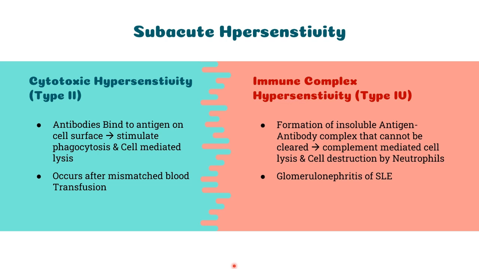So antibodies bind to an antigen on the cell surface. While in type 3, antigen-antibody complexes will form, and these antigen-antibody complexes are insoluble, so they will deposit in the cell membrane, and this will be followed by complement-mediated lysis and cell destruction by neutrophils to get rid of these antigen-antibody complexes. And these responses also lead to the destruction of the surrounding tissues and cells. An example of type 3 hypersensitivity is glomerulonephritis, or SLE.